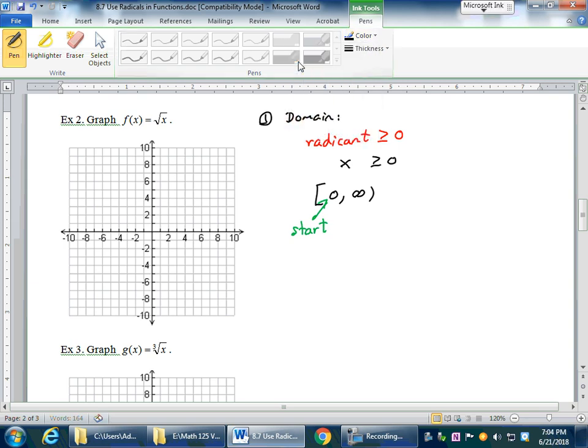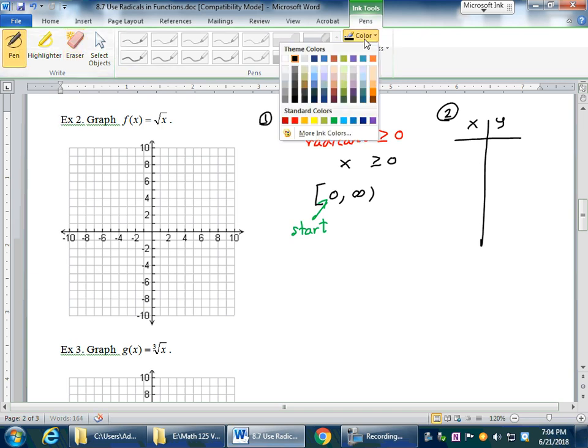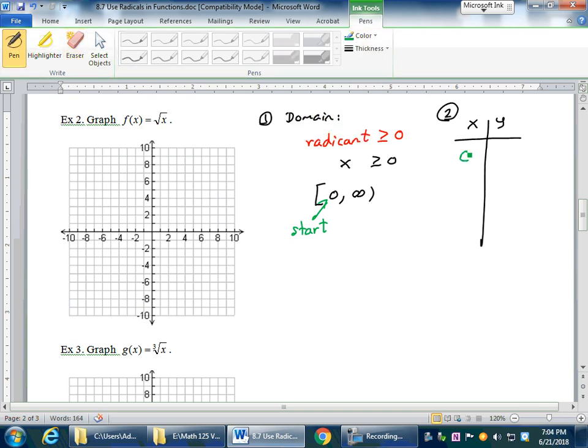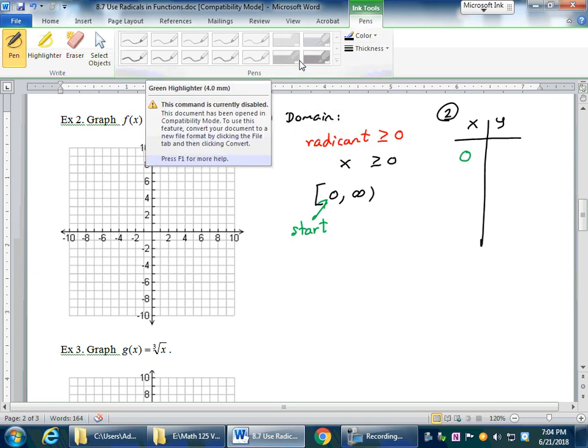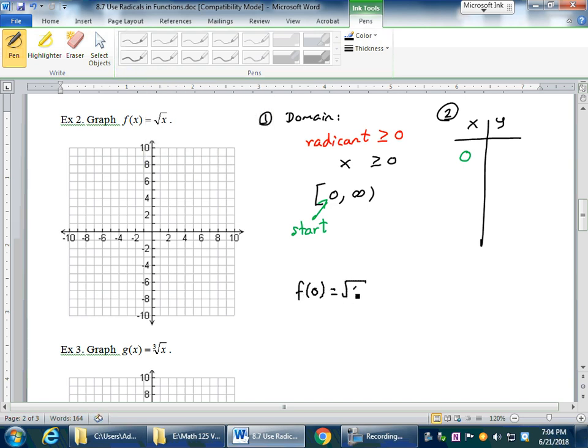Second step, once we know our domain and the starting point, I'm going to use that starting point to find the solutions. So my starting point is 0. When I plug it in, f of 0 is the square root of 0, which equals 0. The next number that I'm going to use is 1 because that is a perfect square. f of 1 is equal to the square root of 1, which is 1.